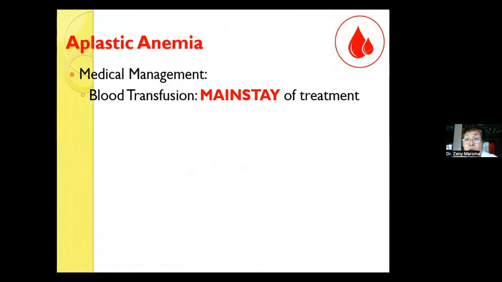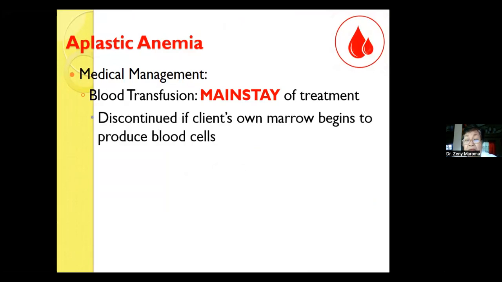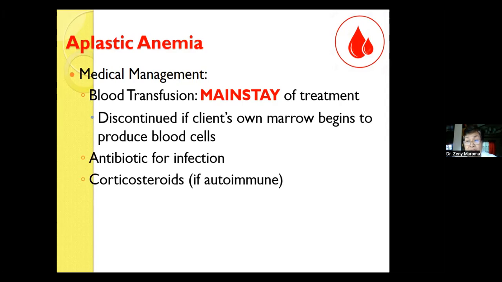What blood component? Whole blood. Whole blood transfusion, preferably fresh, whole blood. But this is discontinued if the client's own marrow begins to produce blood cells. Of course, no? There are risk for opportunistic infection. So, bigyan natin ng antibiotic. If the cause is autoimmune, they are given corticosteroids and immunosuppressants.